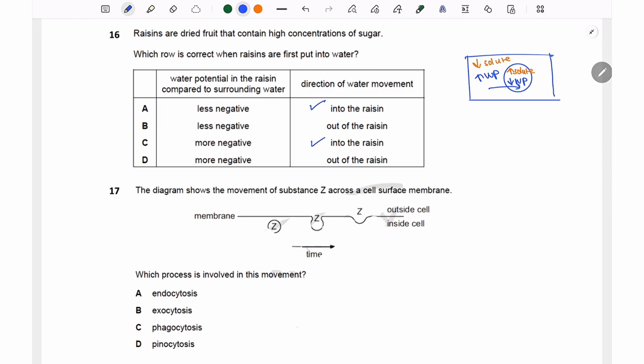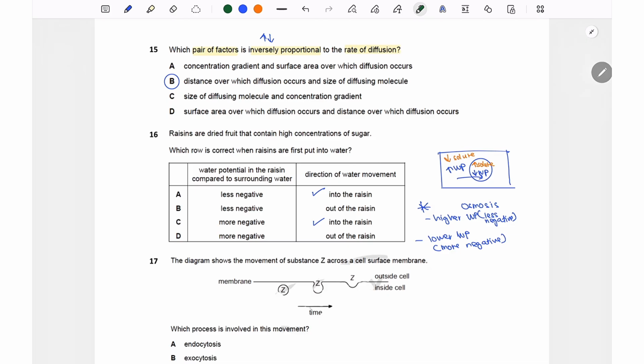These two options, and the water potential in the raisin compared to the surrounding water has to be, referring back to this note, if there is low water potential inside the raisin, then it's going to be more negative. So this is our answer. Lower water potential.